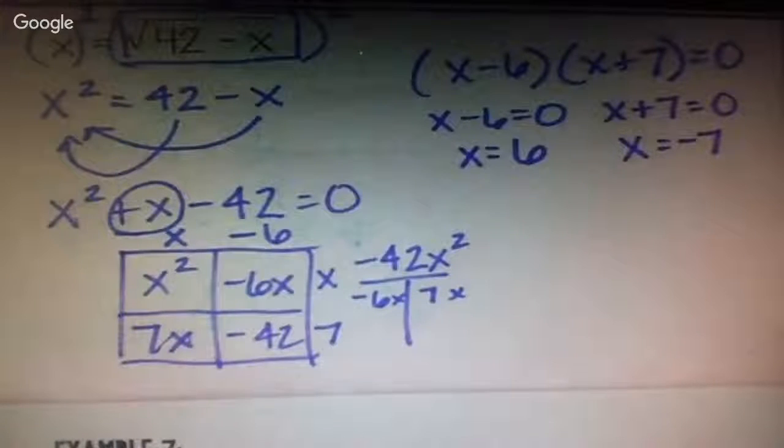Okay, so we now need to substitute these in to make sure that they work. So, what's 42 minus 6? 36. What's the square root of 36? 6. So does that equal x? Yeah, that was good.